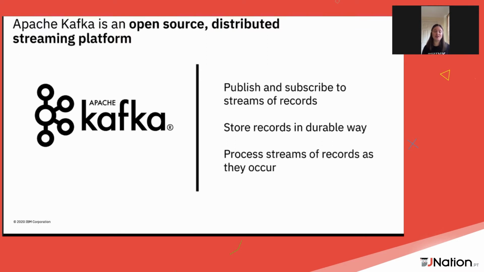You can publish and subscribe to streams of records. You can store records in a durable way and process streams of records as they occur. And you'll notice here they haven't used the word message and they haven't used the word event, they just used the word record. So a record is the representation in Kafka of what you're passing around, but it's up to you to decide whether you're emitting events as records or whether you're actually sending messages as records. So Kafka can fit well in either scenario.